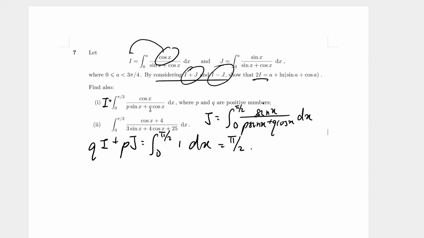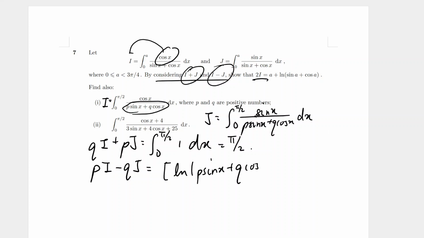Now, the next thing was the I minus J bit. Think about what happens when I differentiate this. I want the differentiated form of the denominator. So if I have pI minus qJ, that equals the ln of the bottom, ln of p sine x plus q cosine x, from pi on 2 to 0. So for I plus J, you want to cancel out the top and bottom. For I minus J, you want to make the top the derivative of the bottom. That's essentially the idea.